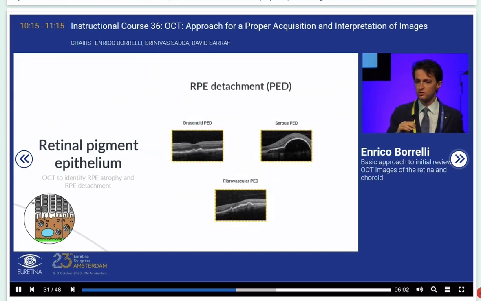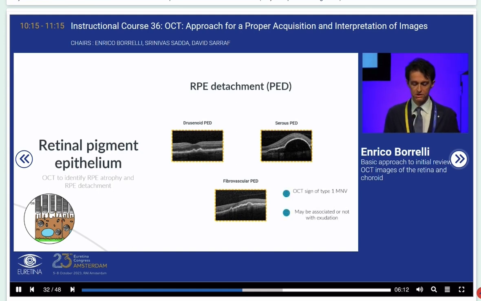RPE may also be detached, and this is another characteristic we may appreciate using structural OCT. We have different types of RPE detachment. For sure, one of the most important is the fibrovascular PED, as in the presence of a fibrovascular PED, we may want to treat these patients in the presence also, of course, of signs of exudation. And a fibrovascular PED is an OCT sign associated with the presence of a type 1 macular neovascularization.